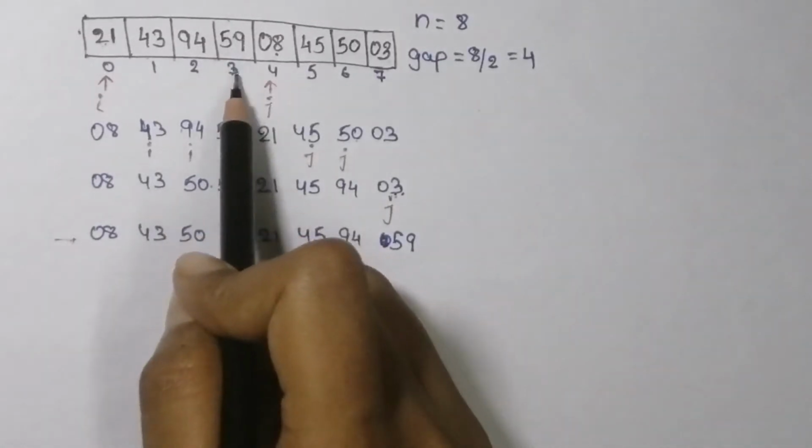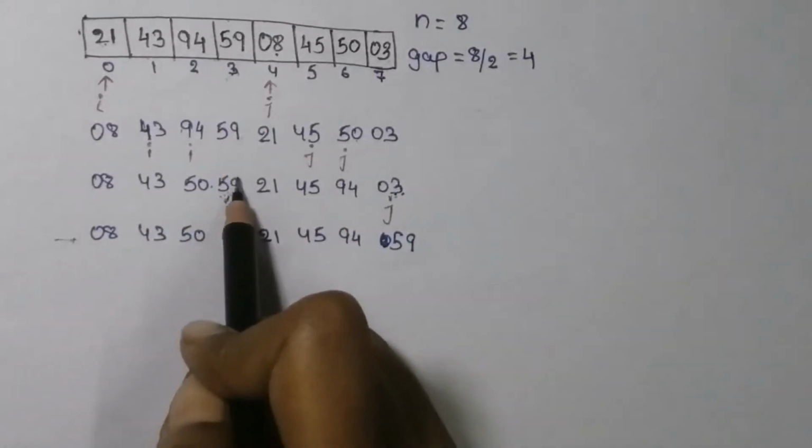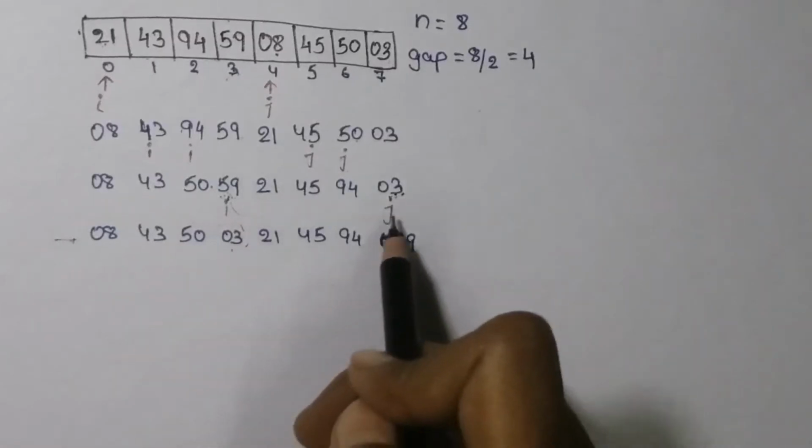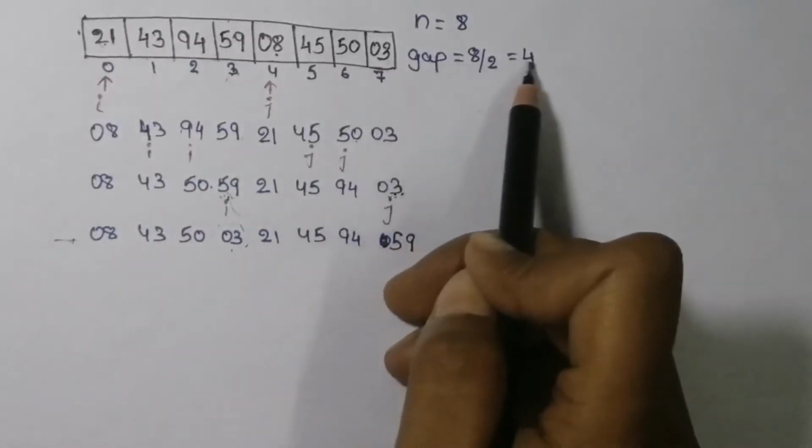See here, 59 is stored at index 3, right? And this element is being compared with the next gapped element. The gap is equal to 4.